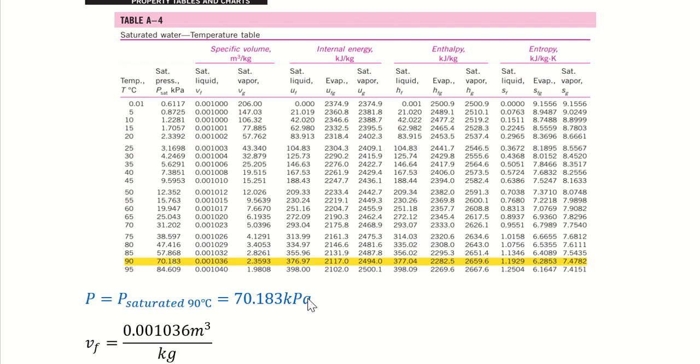The interpretation of this: what does this mean? In thermodynamics, and for you as an engineering student, this means that at a pressure of 70.183 kilopascals, water is going to boil at 90 degrees Celsius.